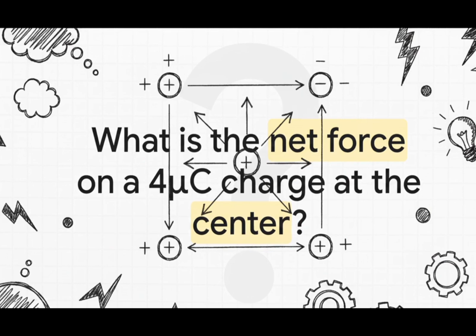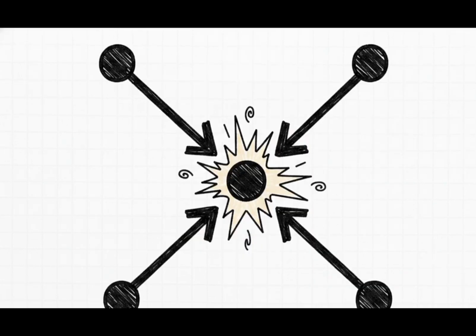Let's test that logic with a classic previous year question. Picture a square. On the 4 corners we have 1 microcoulomb, -2 microcoulomb, another 1 microcoulomb, and 2 microcoulomb. Now plop a 4 microcoulomb charge dead center. Think about it for a second. What is the net force on that center charge? Visualize those pushes and pulls. Boom! The answer is absolute 0.